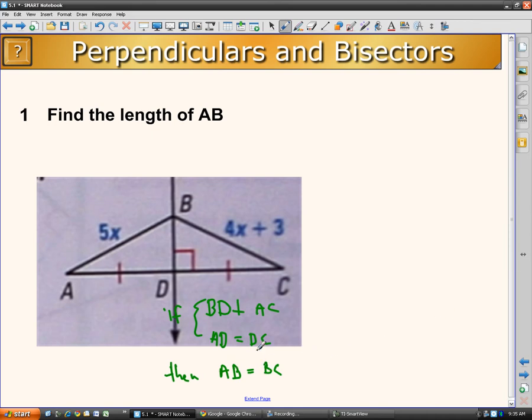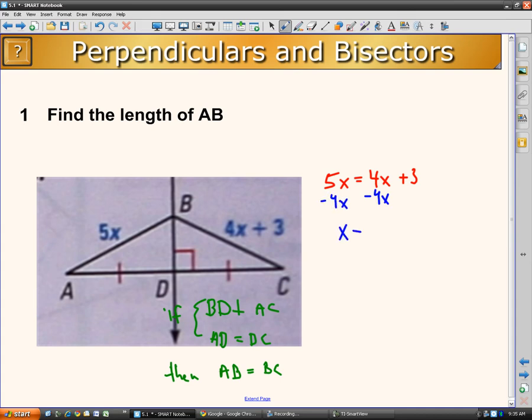So now if we want to find the length of AB, we have to first find out what x is. And since we know those two pieces are equal, we're going to set them equal to each other, follow our steps of algebra, and find out that x is equal to 3.